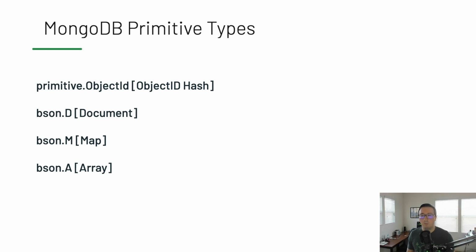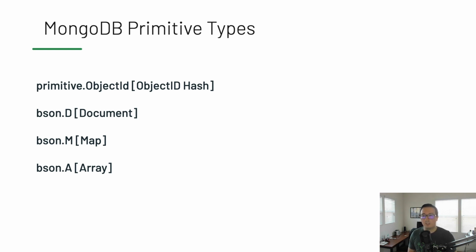There are several MongoDB primitive types when it comes to the Go driver. For example, you have primitive.ObjectID. If you don't want to create your own object ID and you want MongoDB to generate its own hash for you, that's what you would use. So this is the hashed object ID. There's bson.D, which represents a document. There's bson.M, which represents a map, and then bson.A, which represents an array.